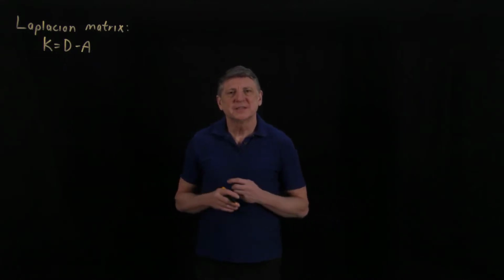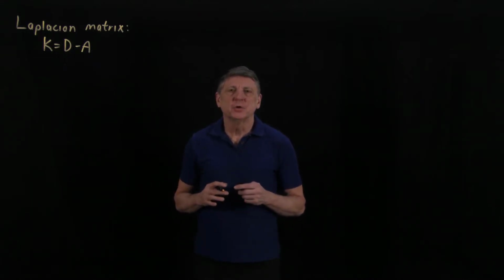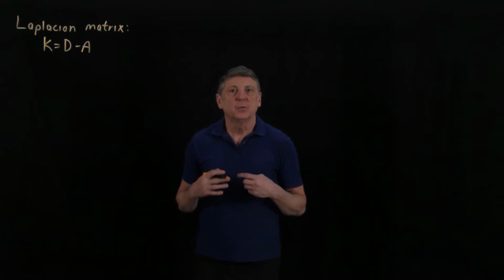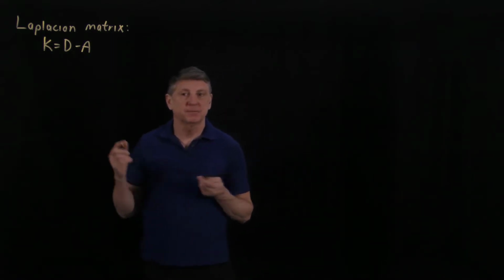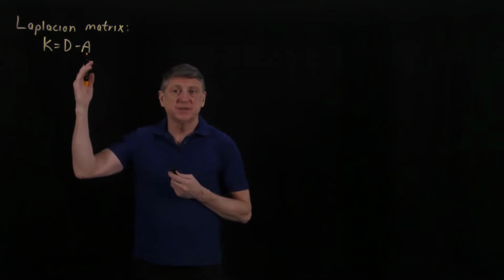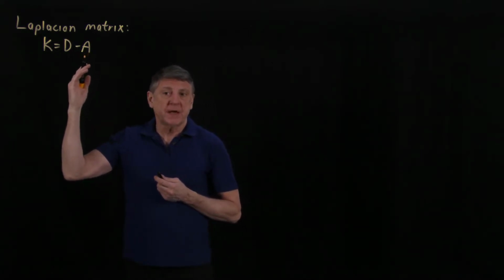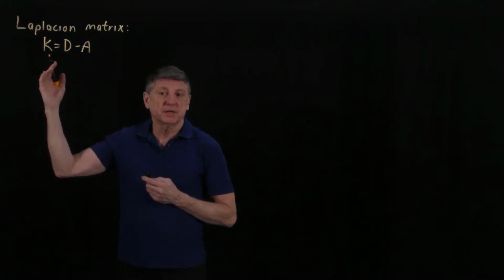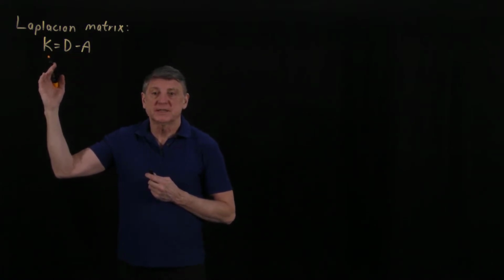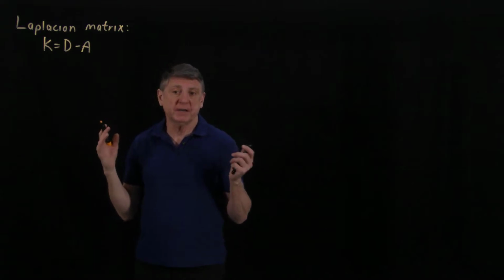Welcome. In this session in linear data analysis, we'll explore spectral clustering, and what we'll do is try to find more than two clusters in a graph. So suppose that a graph has an adjacency matrix A. From that we can compute the degree matrix D, and then we can compute the Laplacian matrix, which we'll write as K. Suppose that there are n vertices.